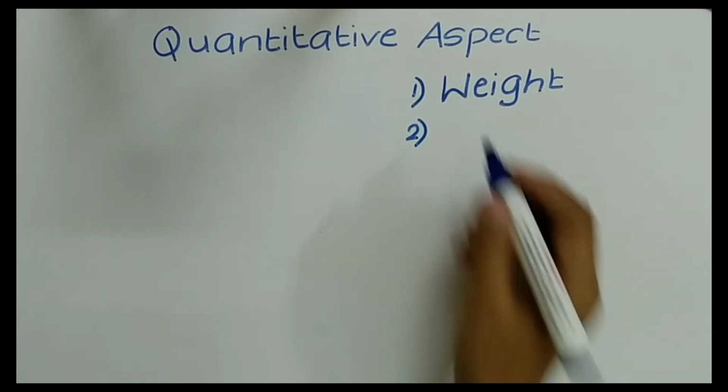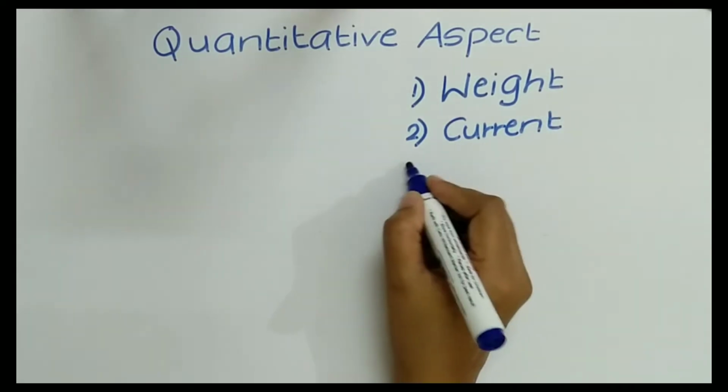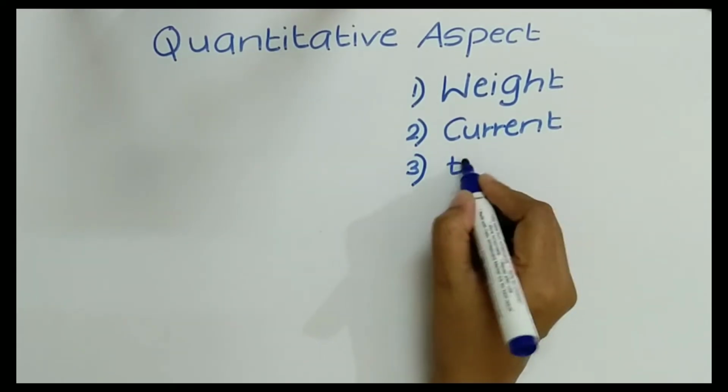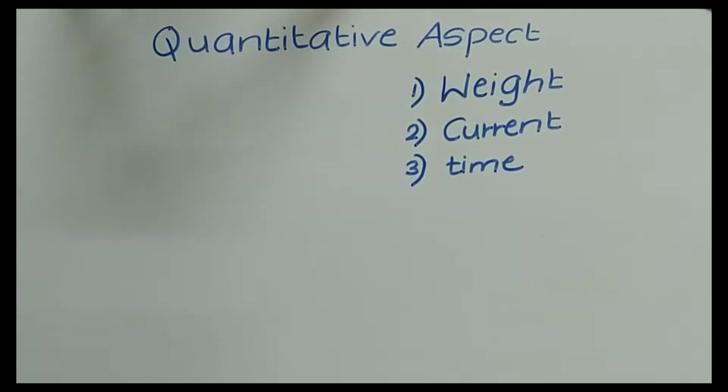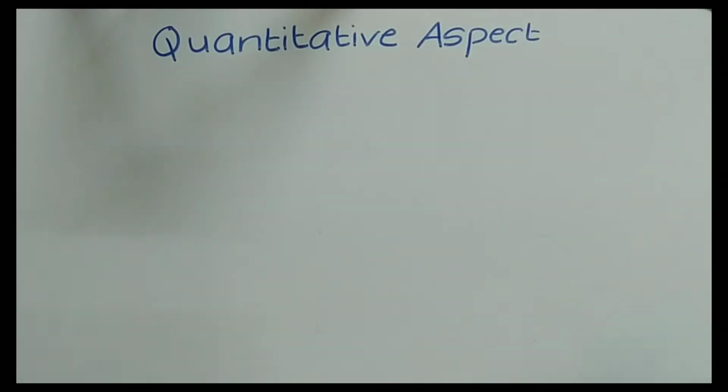Second, about the current: what is the density of current and the time taken for the reaction. Correct. So all of these we will be studying in the quantitative aspect. Over here we have two laws, that is Faraday's first law and Faraday's second law.